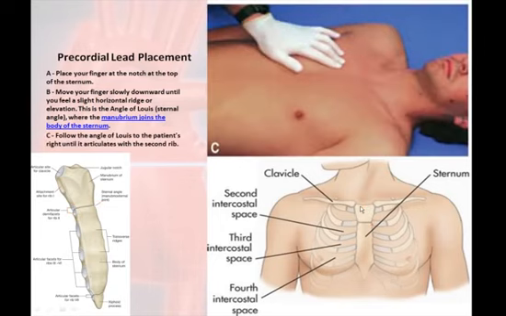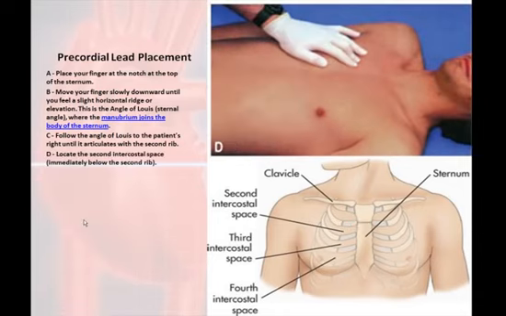The next step is that you find your joint right here, the angle of Louis, and you migrate over to the left because your first placement is going to be on the left side. As you move your fingers across, you will run into the articular facet of the second rib. So this bump that you feel right here on the outside of the sternum is the second rib.